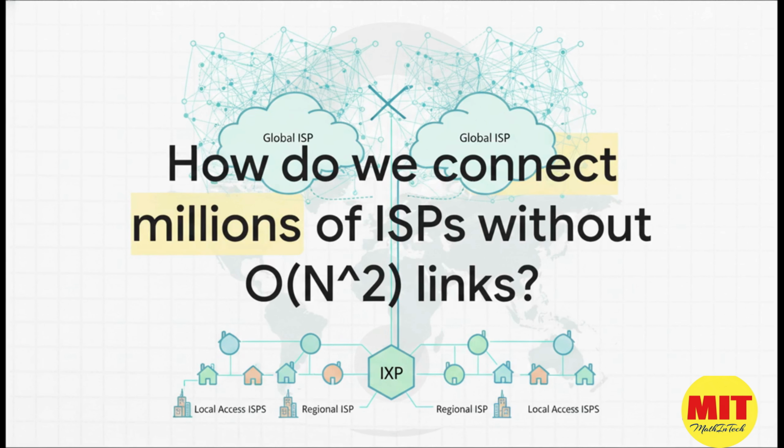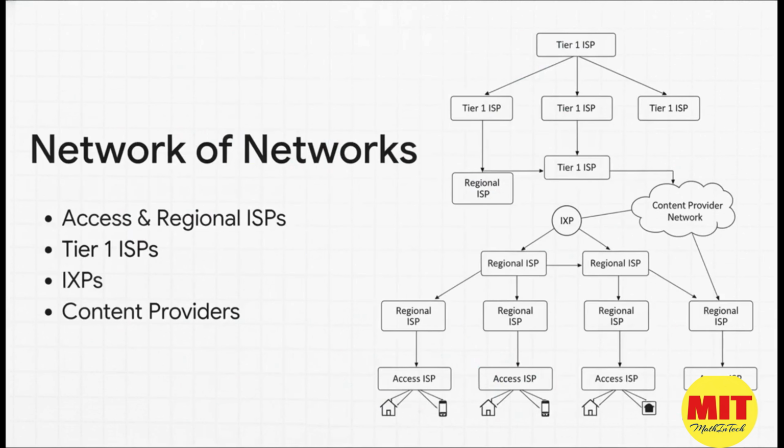On the other hand, if we just had one massive global ISP monopoly connecting everyone, it would instantly invite competition, and new global ISPs would just pop up anyway. So how is the actual real-world internet structured to handle this? To solve this massive scaling problem, the internet evolved into a network of networks, a layered hierarchy. Your home or mobile network connects to an access ISP. Those, in turn, connect to regional ISPs.